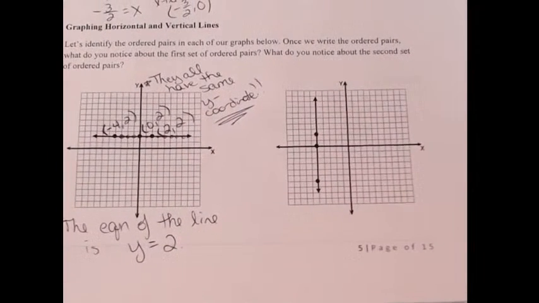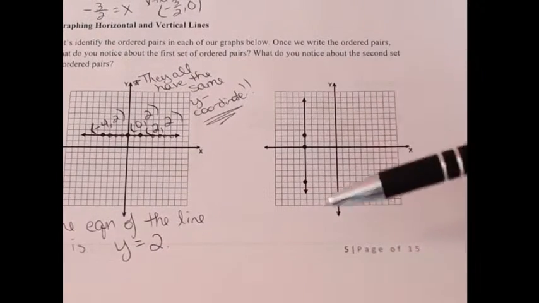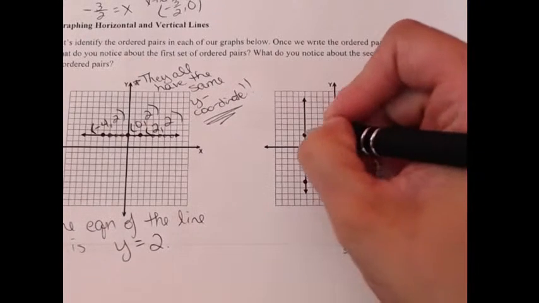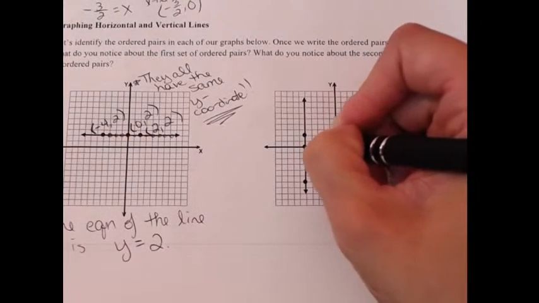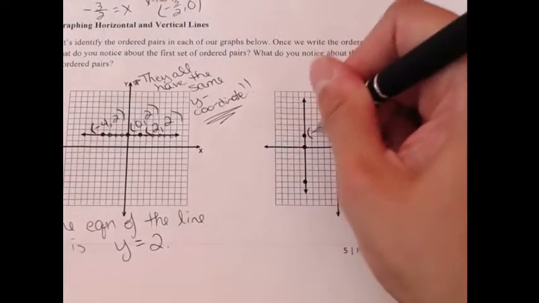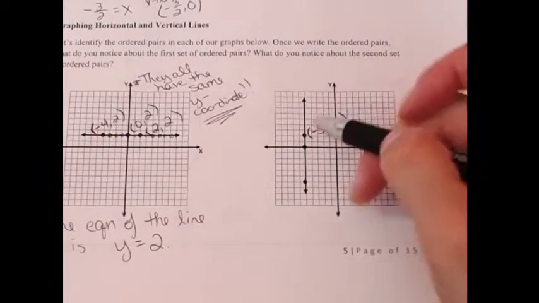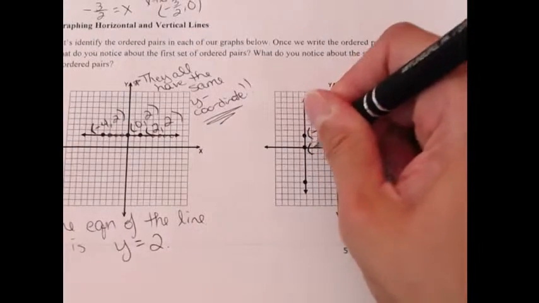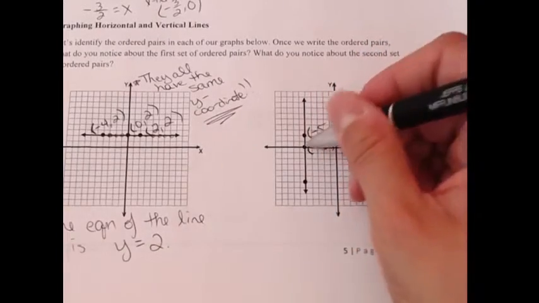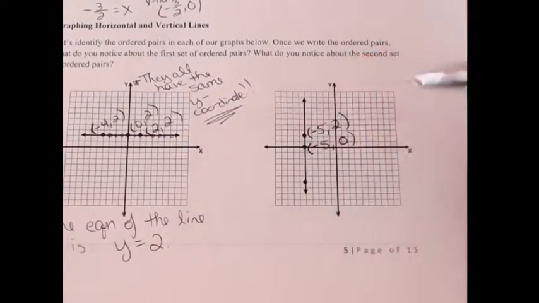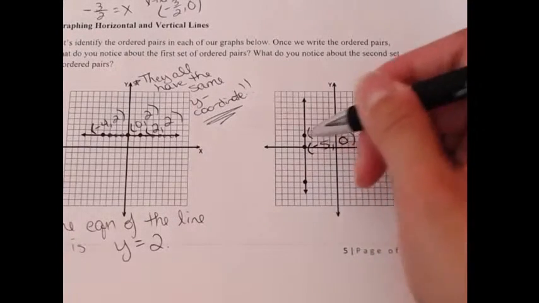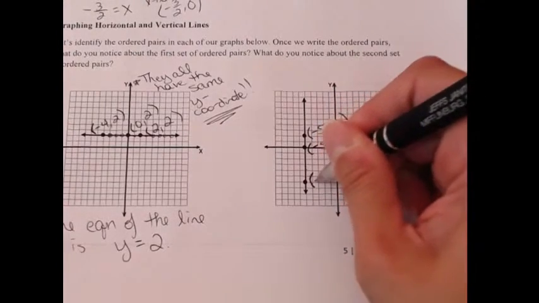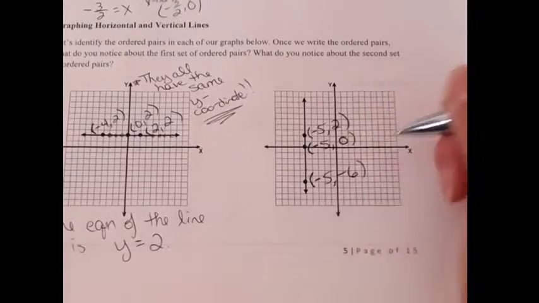Let's do it again. Take a look at this vertical line. And let's identify the ordered pairs that I've got here. So we'll find this one first. So -1, -2, -3, -4, -5, up 2. So -5, comma 2 is this first ordered pair right here. My second ordered pair is going to be -5, comma 0, right? Because I didn't move in the y direction, but I moved left 5 units. This ordered pair here is -5, -1, -2, -3, -4, -5, -6. So this is -5, -6.